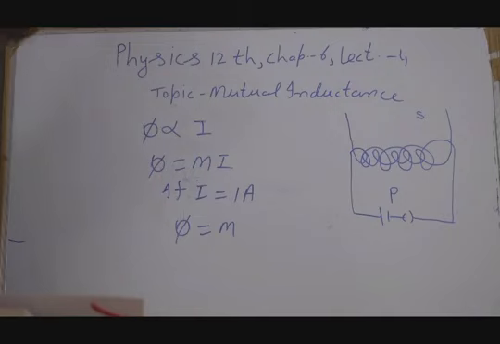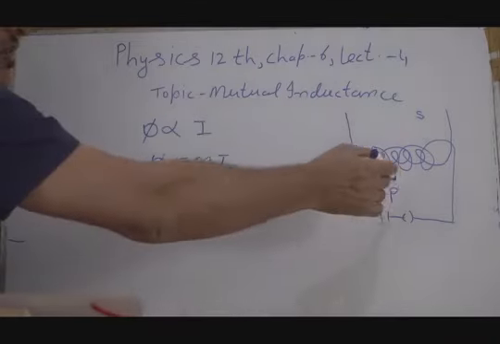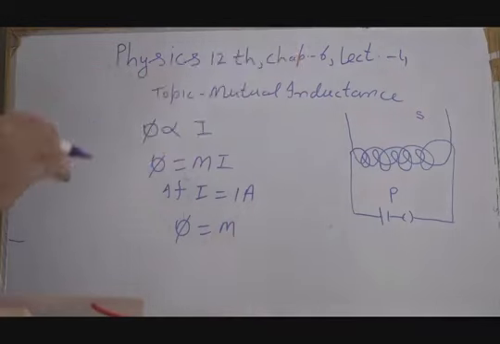So mutual inductance is numerically equal to the flux associated with the secondary when 1 ampere current is passing through the primary. If 1 ampere current is passing through this primary, then how much flux is associated with the secondary? That will be numerically equal to mutual inductance.